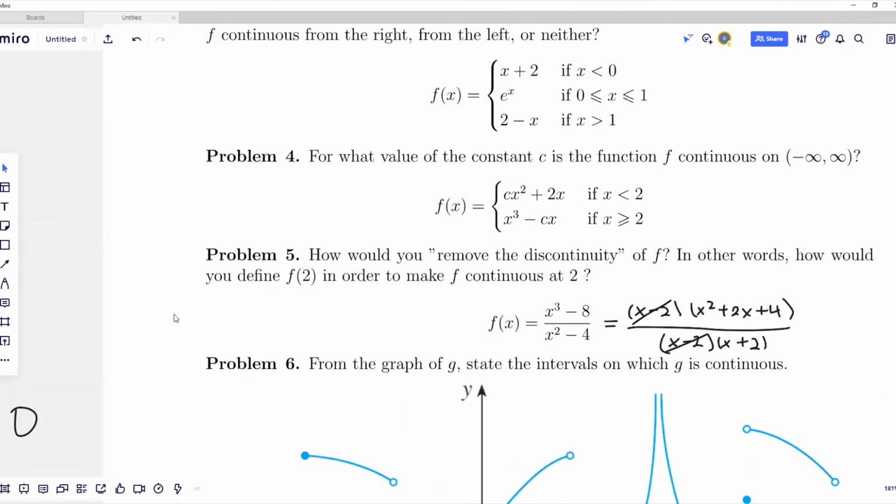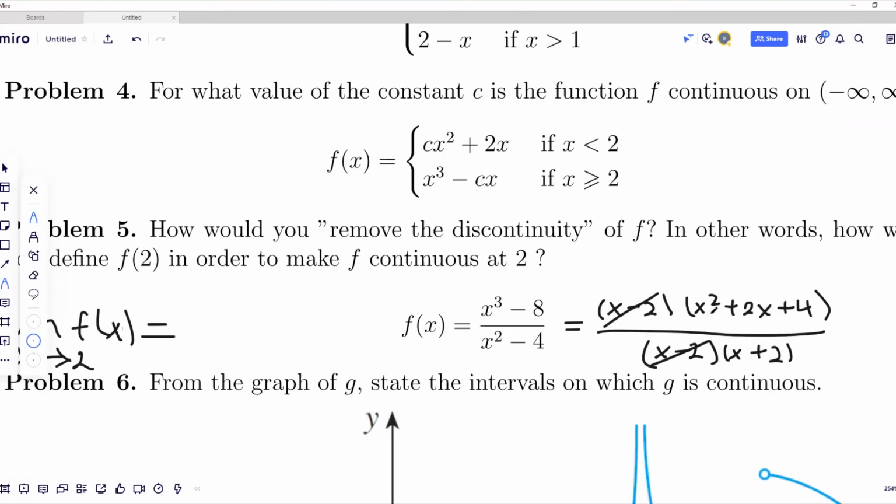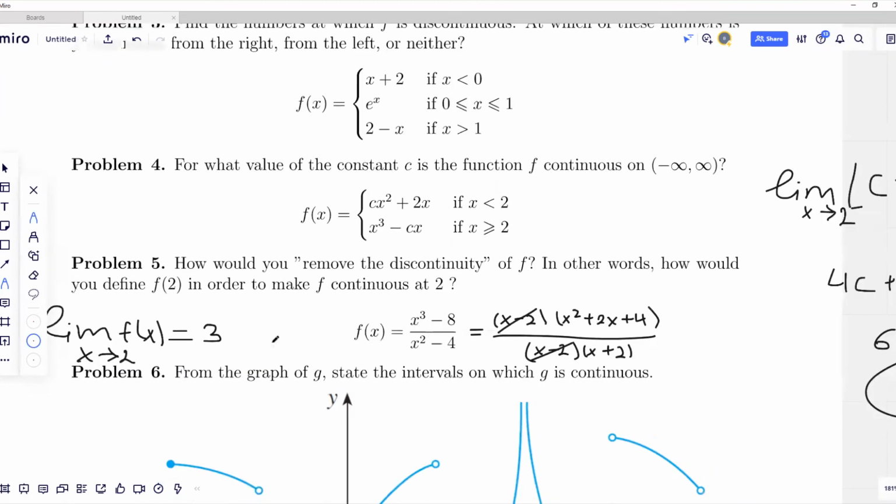Okay, and the limit as we approach point 2 is then equal to, we are taking the limit of that. If we substitute 2 here, we'll get 4 plus 4 plus 4, 12, 12 over 4, which is 3. So making f at point 2 equal to 3 is going to remove the discontinuity at 2.